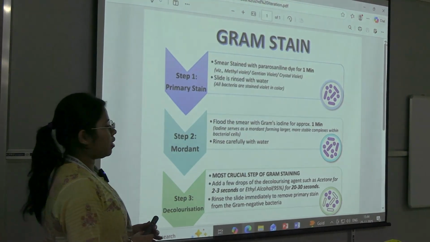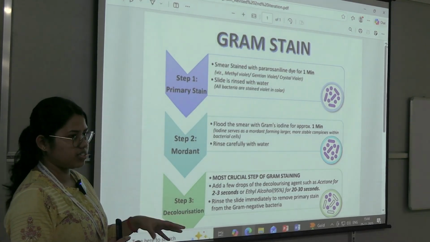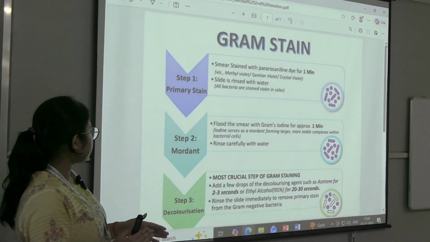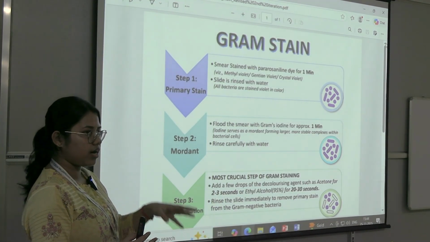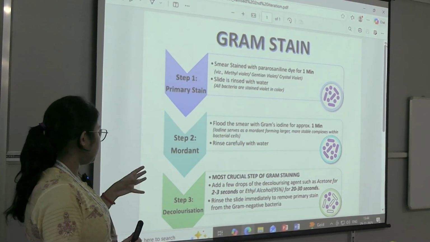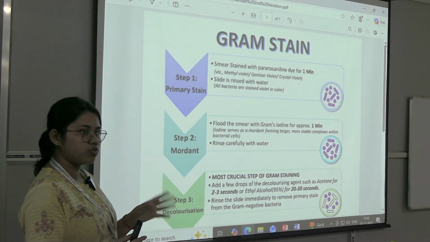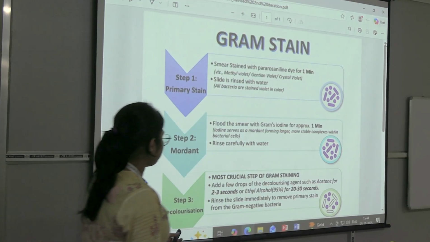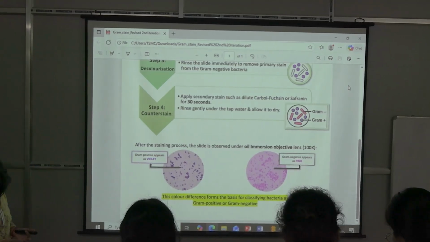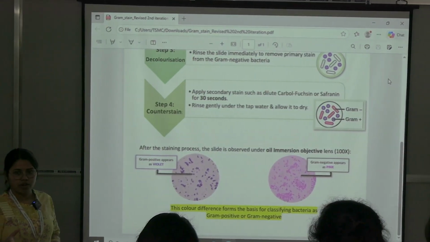So step 1, on the smear you have prepared, you have to pour the primary stain, that is our crystal violet, keep it for 1 minute and rinse it with water. Second step is pour the mordant, that is our gram iodine, keep it for 1 minute and then rinse it with water. Third step, pour decolorizer, here we will be using acetone. Keep it for 2 to 3 seconds, then rinse it with water. And our fourth step, we will be pouring safranin, keep it for 30 seconds, then wash away. Then we will put oil immersion and view it under the 100x power lens in the microscope.